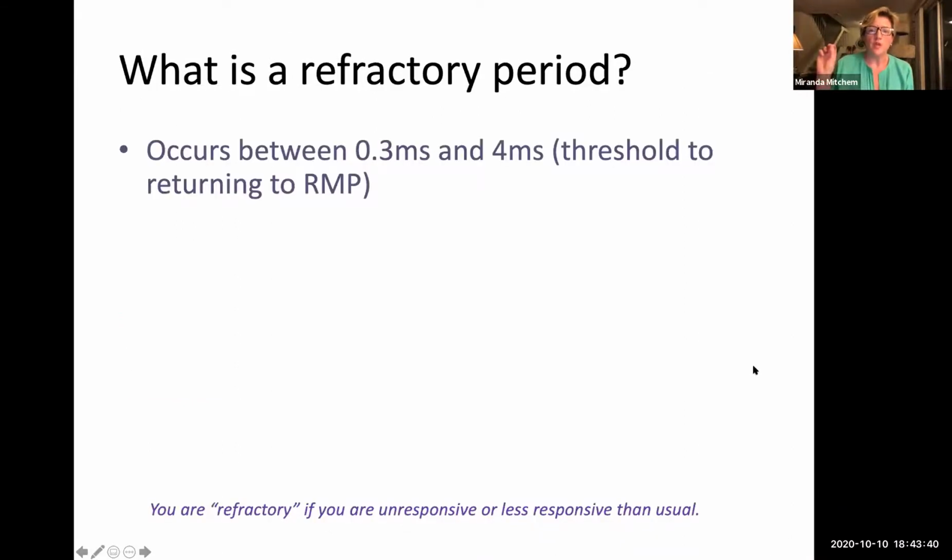So in terms of time, it occurs between 0.3 milliseconds and 4 milliseconds. And we are talking about a neuron, right? We're in the neurology chapter. So we're talking about the refractory period for the neuron.